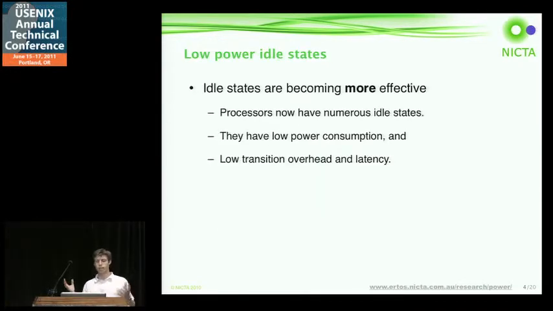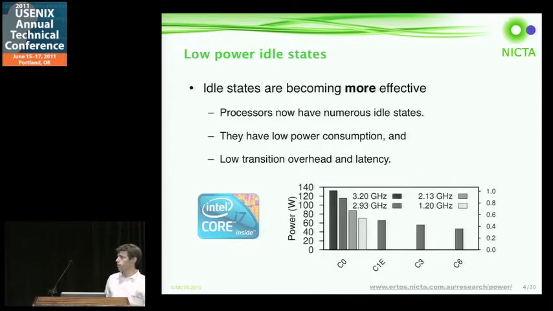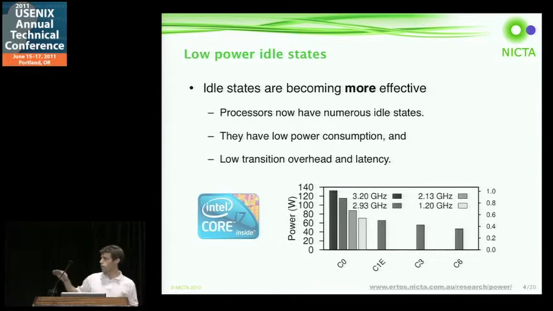What else do we have? We have low power idle states, or C states. Now, these are becoming much more effective. Processors often come with numerous idle states, which allows you to choose the level of sleep to go into. And they have very low power consumption and also low transition overhead, so you can use them frequently without impacting your performance too much. So on a Core i7, power consumption of the total system sort of looks like this. In the C0 state, which is the active state, your power consumption depends on the frequency at which the CPU is operating. But in the other states, it's frequency independent. So if you can get into the C6 state, you can save up to 60, a little bit over 60% of the total system power.